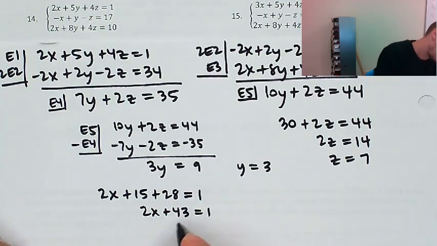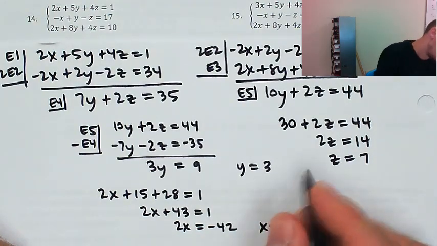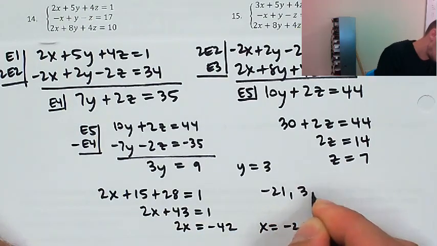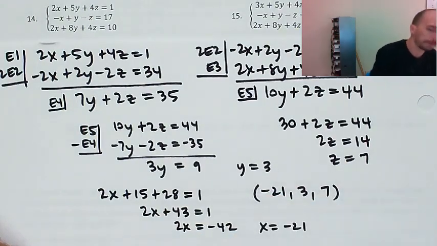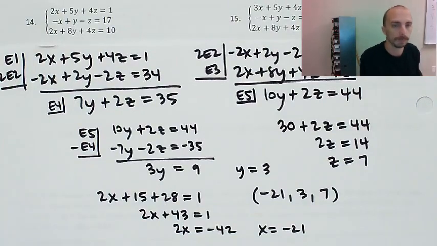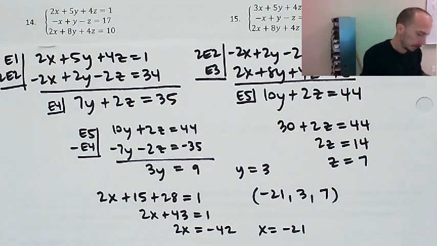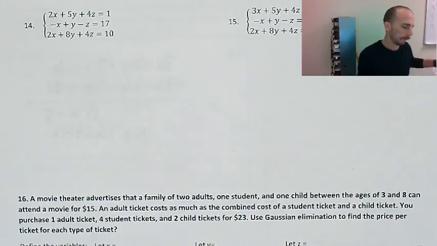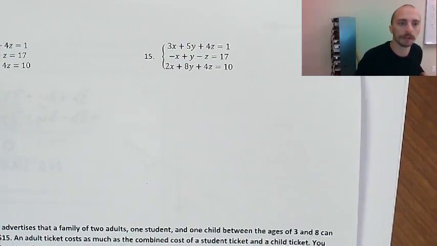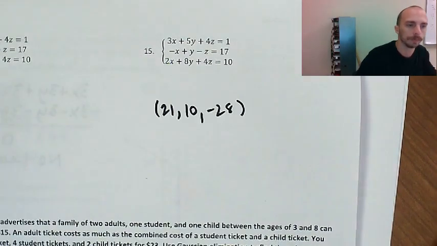Okay, I'm going to subtract 43 from both sides. Now I'd get negative 42, and then x is going to equal negative 21. So negative 21, y is 3, and z is 7 for number 14. All right, for number 15, I'm just going to give you the answer now. It's 21, 10, and negative 28.